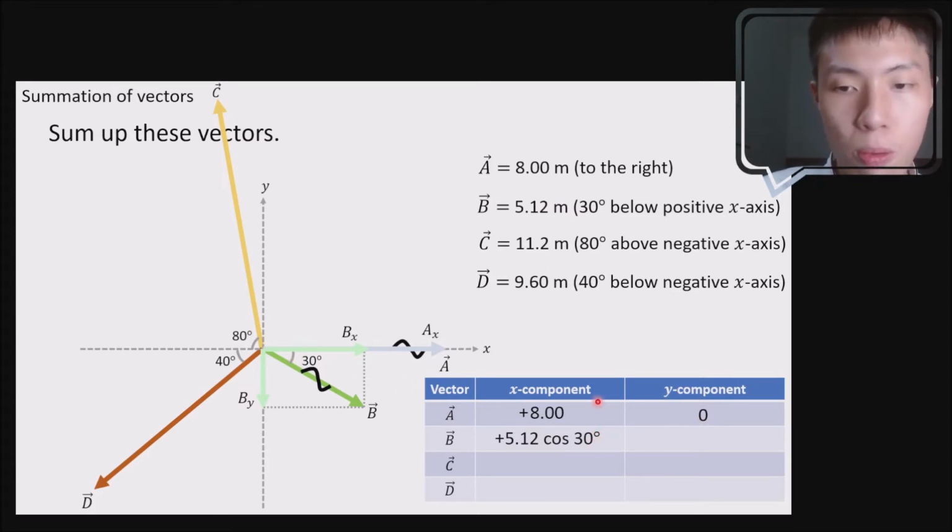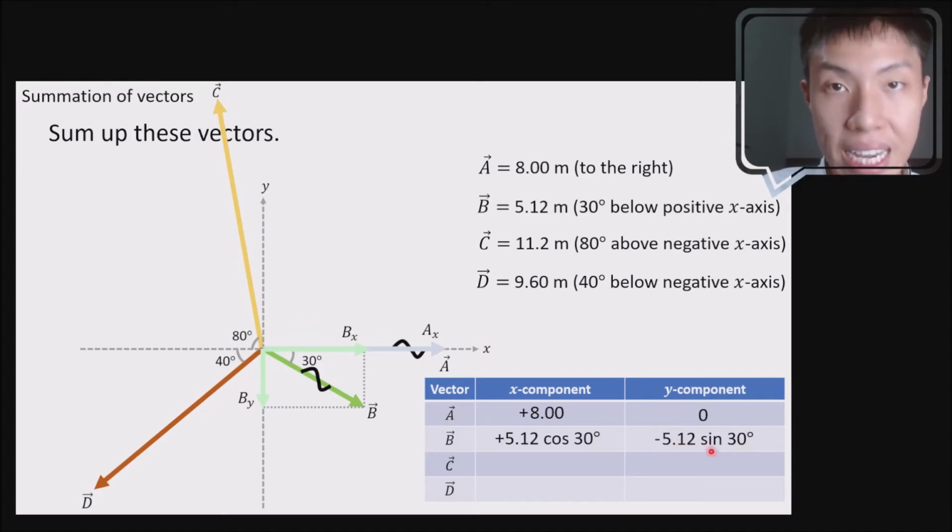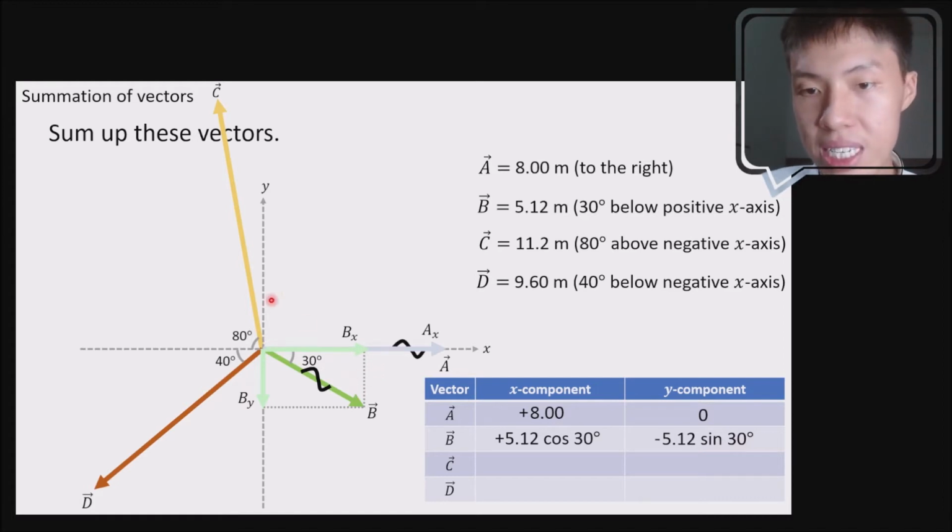The y component here is opposite, but let's check the direction. The direction is going in the negative y direction, so we should include a negative sign first before putting 5.12 sine 30 degrees. Sine because it's opposite. Now let's look at C.